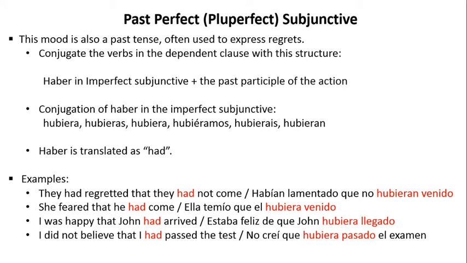Examples. They had regretted that they had not come: Habían lamentado que no hubieran venido. She feared that he had come: Ella temió que él hubiera venido. I was happy that John had arrived: Estaba feliz de que Juan hubiera llegado. I did not believe that I had passed the test: No creí que hubiera pasado el examen.